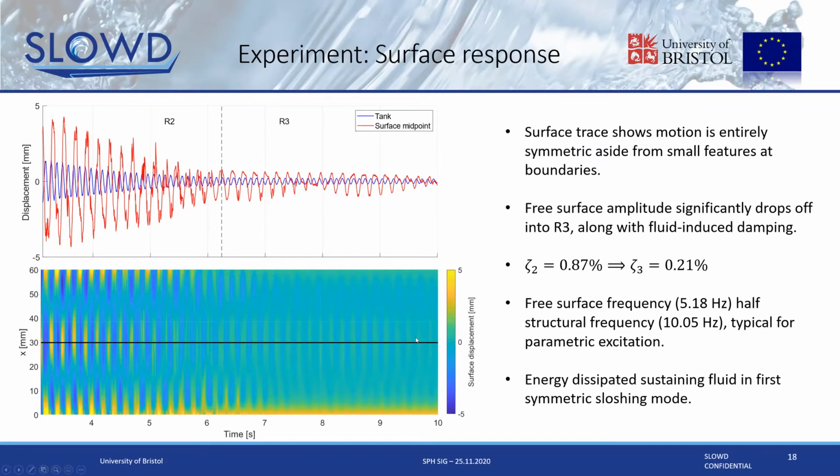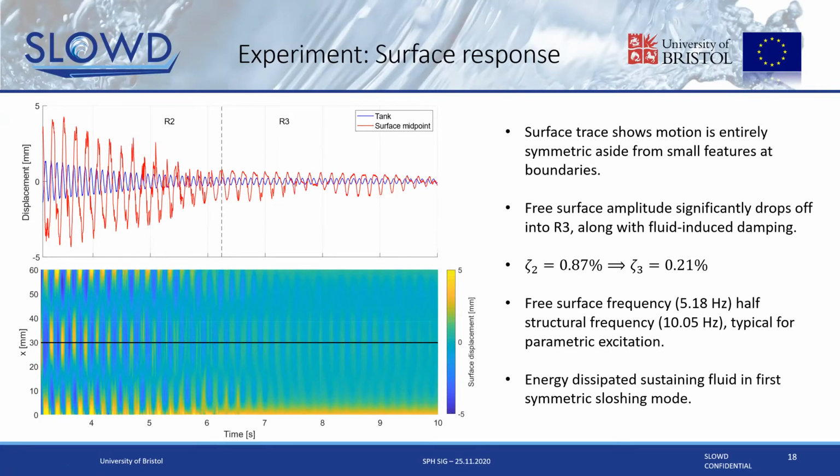So in the top plot, what we have as well is the midpoint displacement. We take the midpoint of the surface as a kind of reference position, and we've plotted that in red over our tank displacements. What you can see is that the surface displacements are much larger than the structural displacements in R2. And as the large amplitude surface dies out, we go into R3. And this is what we expect to see.